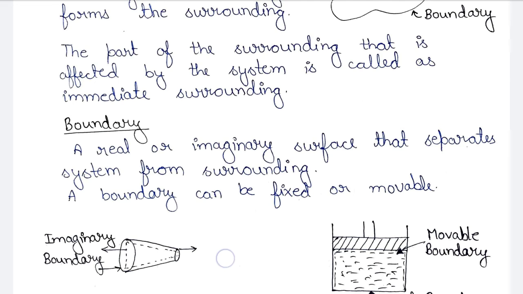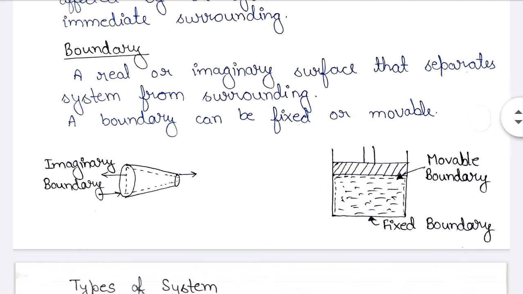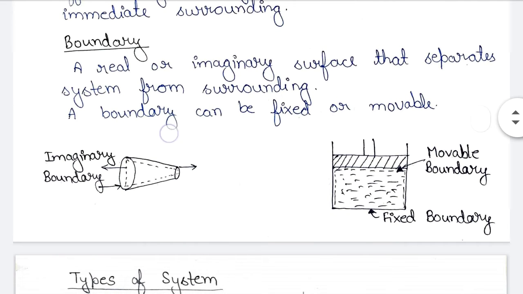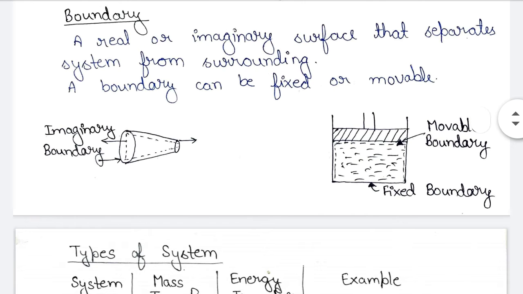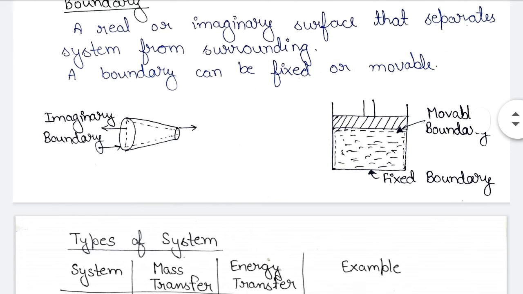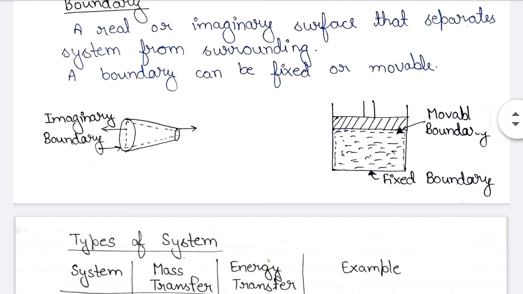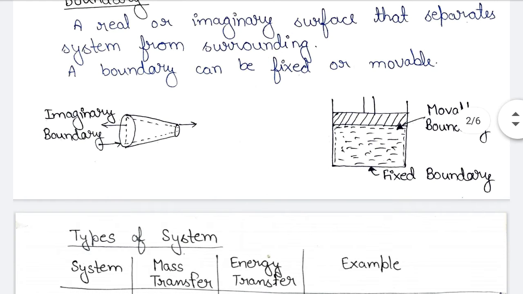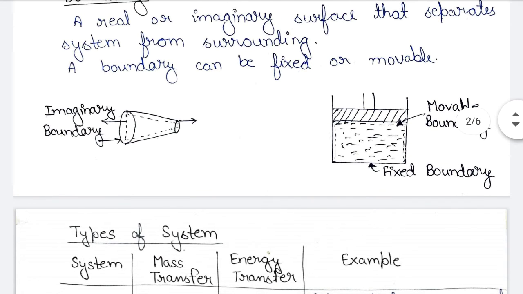Now, what separates the system and surrounding is the boundary. A real or imaginary surface that separates the system from the surrounding. A boundary can be fixed or movable. As you can see in this diagram, this is the piston cylinder arrangement. The bottom part of the cylinder is a fixed boundary and the piston is the movable boundary, and the system is the gas inside the cylinder, and this dotted line represents the imaginary boundary.